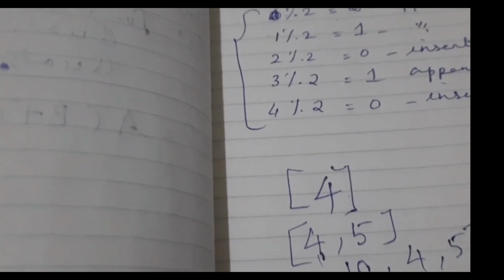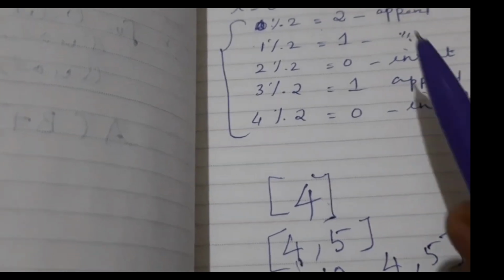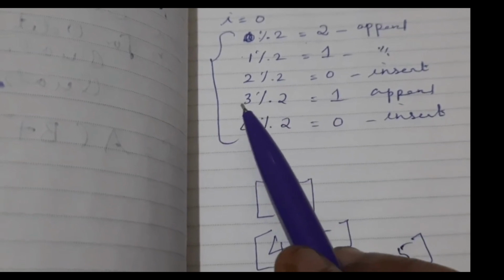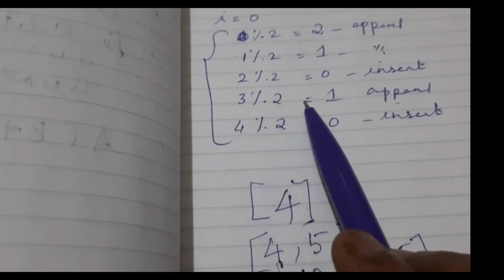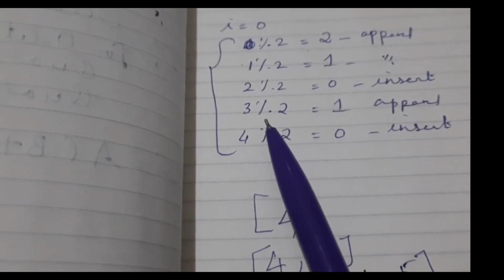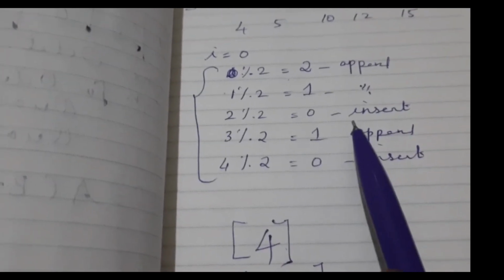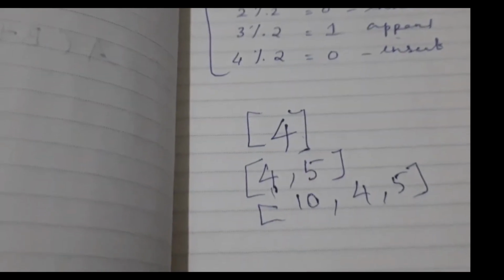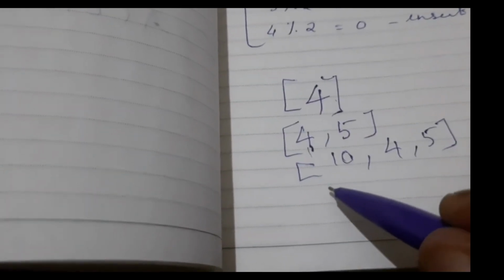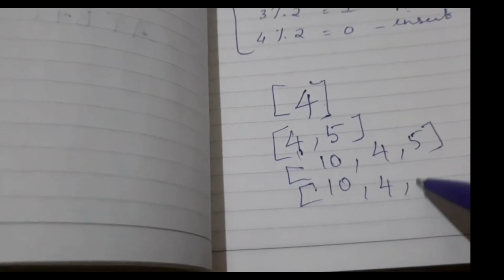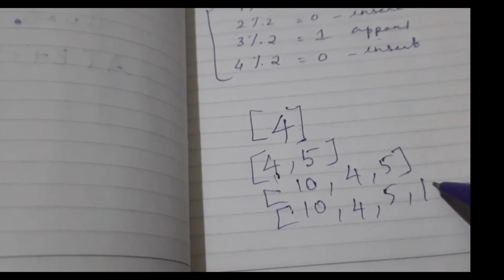Okay. Now the for loop continues till the end of the values. So now 3 remainder 2 is equal to 1, which is the append option. So it is going to append the next value to the list. So the next value is 12. So now 12 is appended to the list and the array becomes 10, 4, 5 and 12.